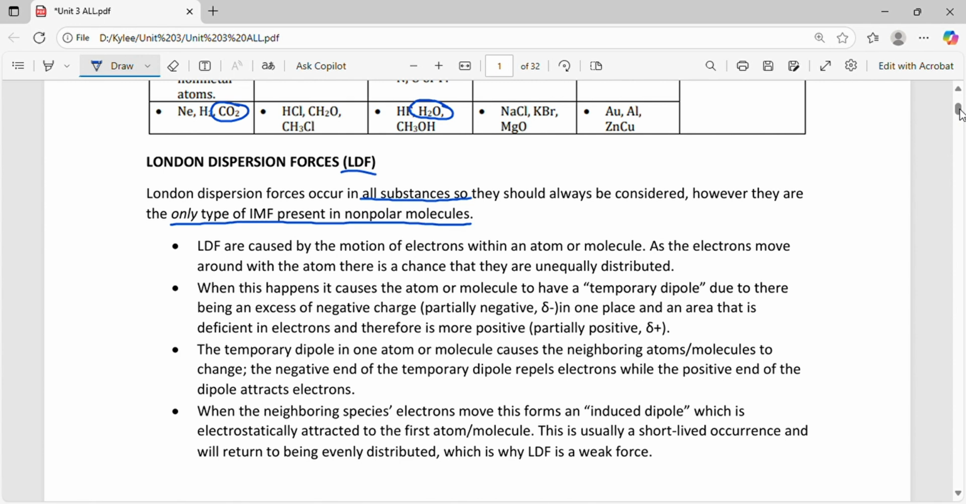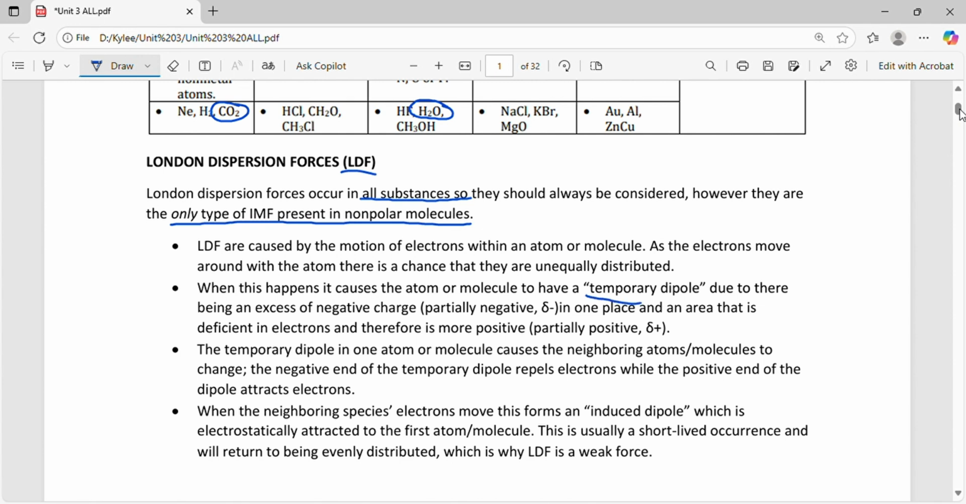So what is London dispersion force? Well, it's caused by the motion of the electrons within an atom or molecule. As the electrons move around, there's a chance that they are unequally distributed. So, for example, all the negative electrons end up on one part of the molecule. This creates what's called a temporary dipole.